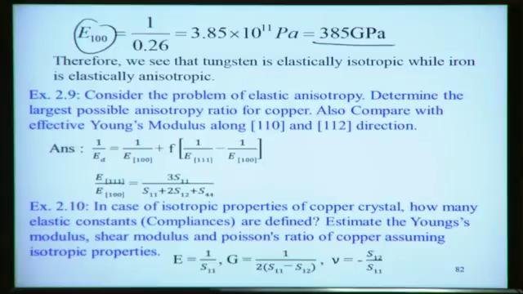So we should be very careful about whether we need to consider isotropic or anisotropic behavior for the different types of materials. So this is the proof, or this is the example, of the anisotropic or isotropic behavior in the case of tungsten and iron at different orientations.